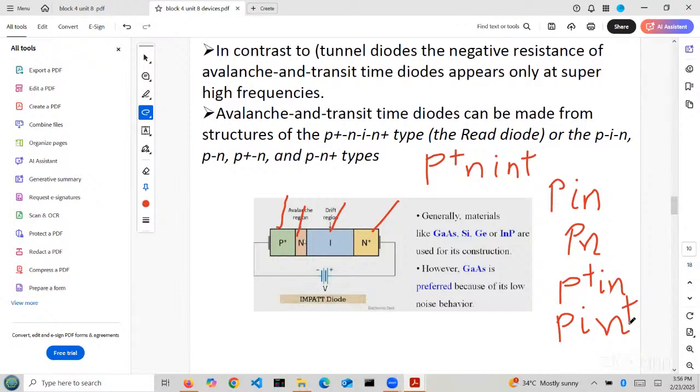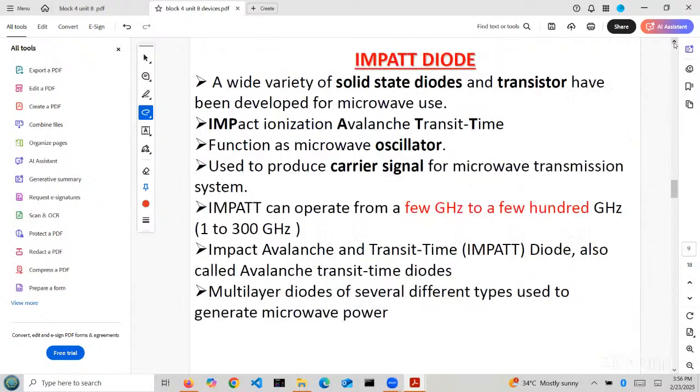What is the full form of impact diode? The full form is avalanche transit time, ATT. Impact ionization avalanche transit time is the full form. From IMPATT, the first three letters are taken, IMP, which means impact: impact ionization avalanche transit time.